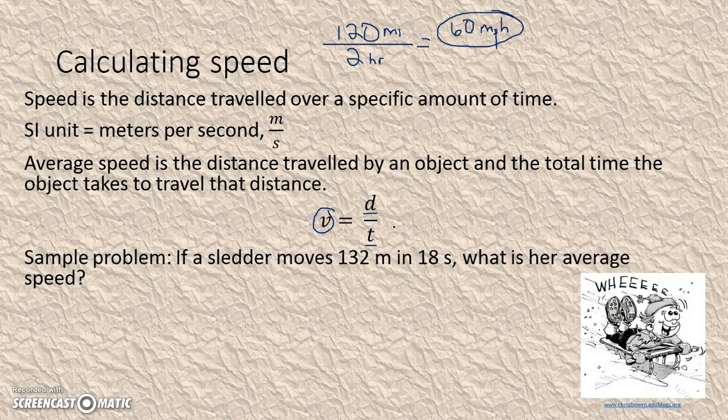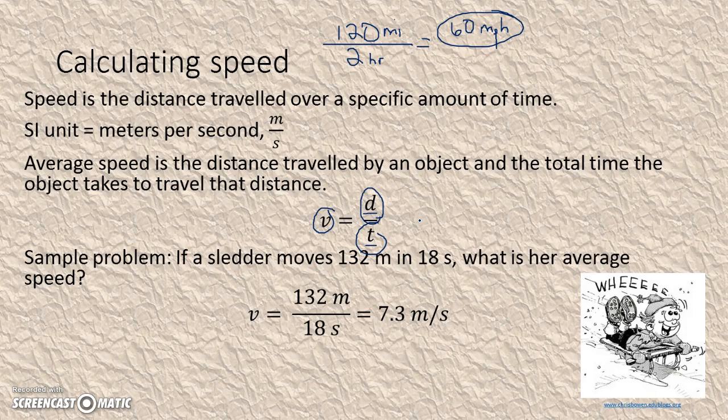Here's an example problem. Here's our little sledder who's sledding down a hill. If this sledder has moved 132 meters in 18 seconds, what is her average speed? So how do we do this? Well, remember we plug in distance over time. So we put 132 over 18 and we simply divide.